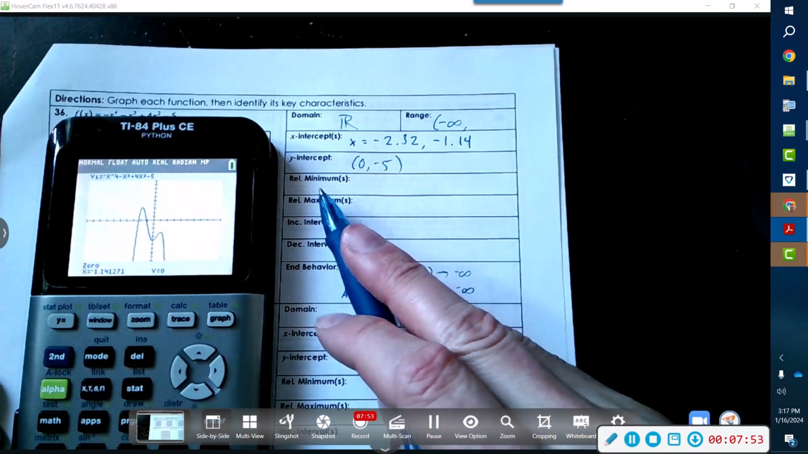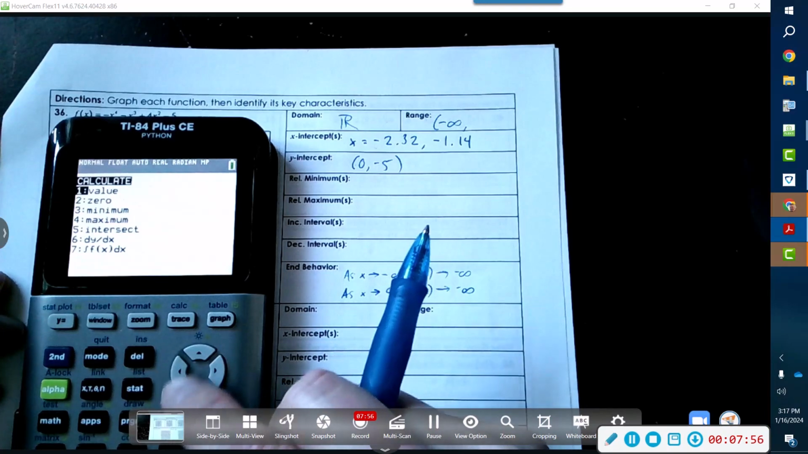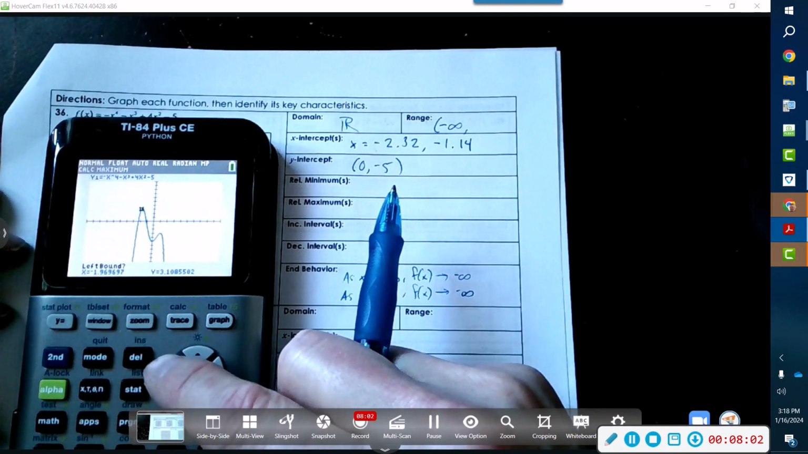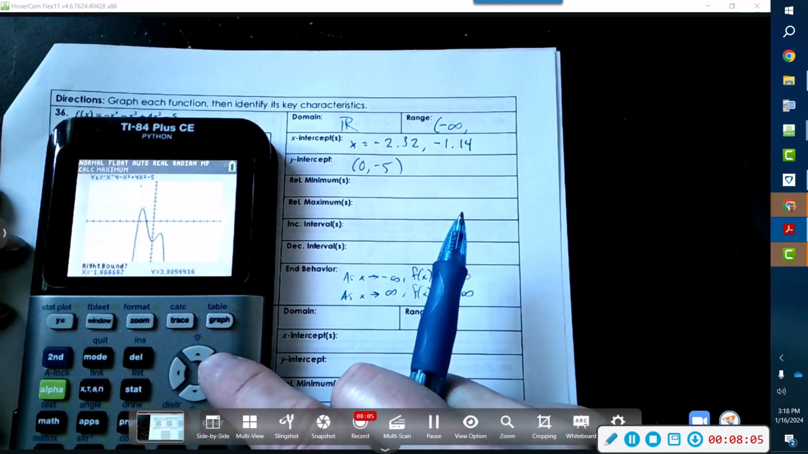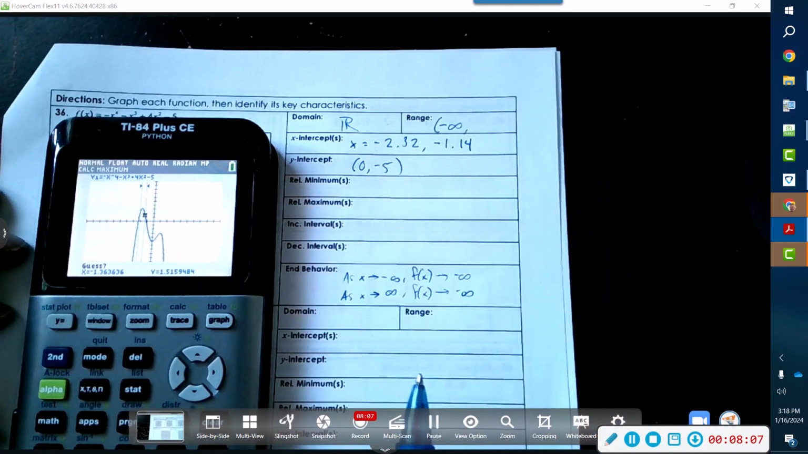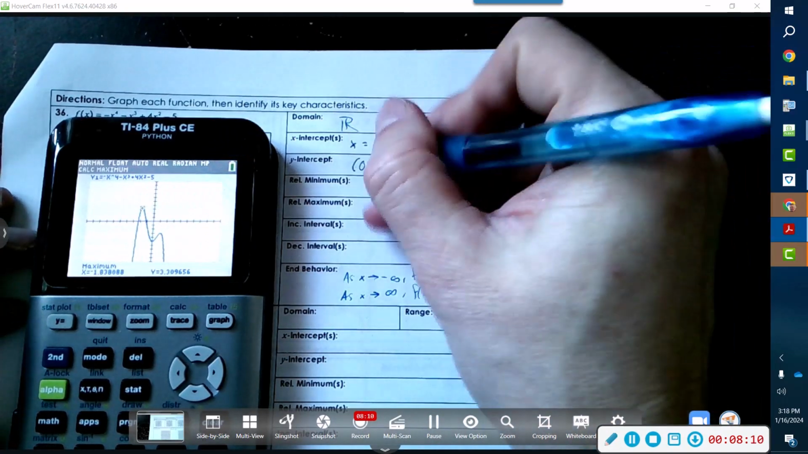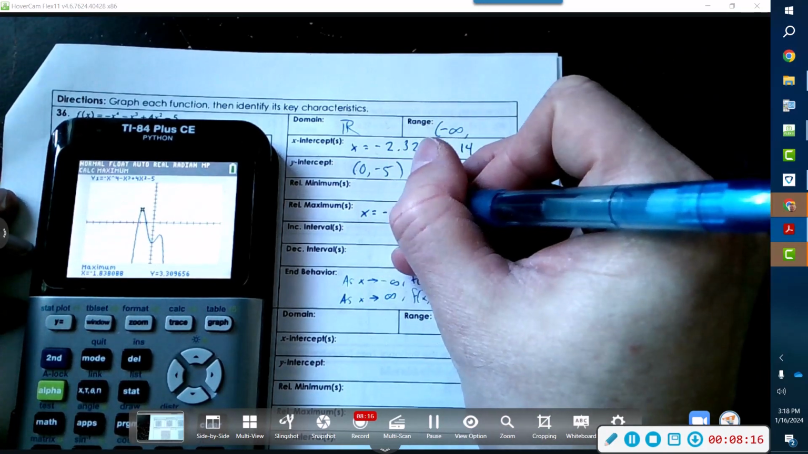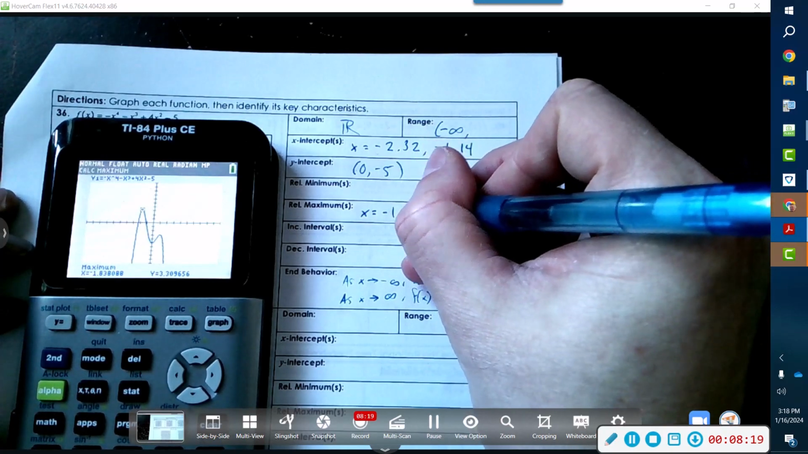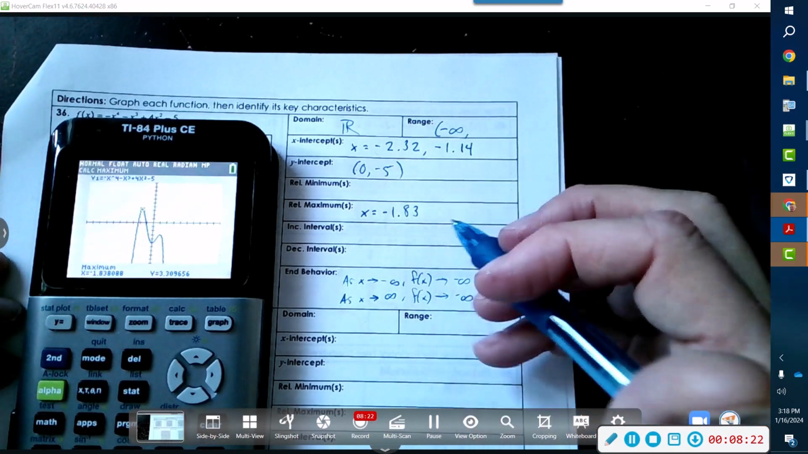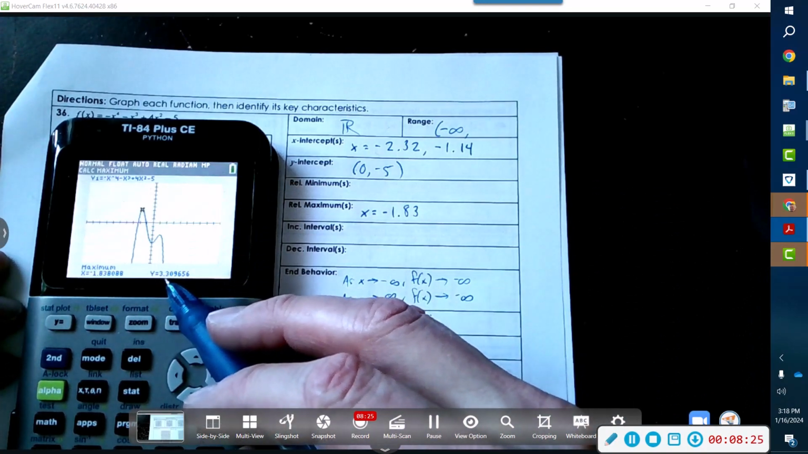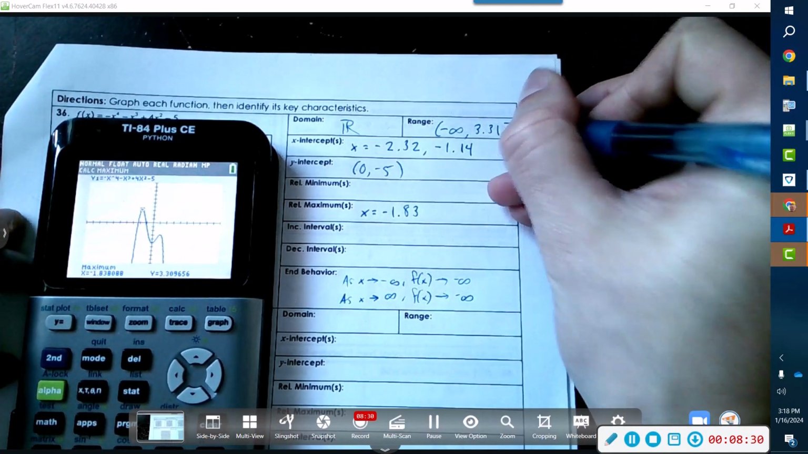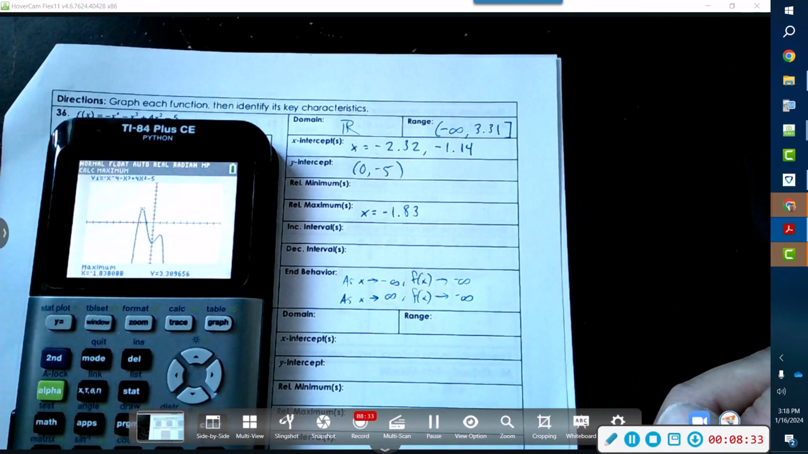Now, for the mins and maxes, let's go back to calculate. So let's go ahead and do the graph has a max right around here. So let's go to the left bound there, and then right there. So there's the max. Looks like the maximum is, I did the max first, at x equals negative 1.83. And it also means that the highest I go is 3.31. So 3.31 is actually going to be my range. That's as high as it goes.